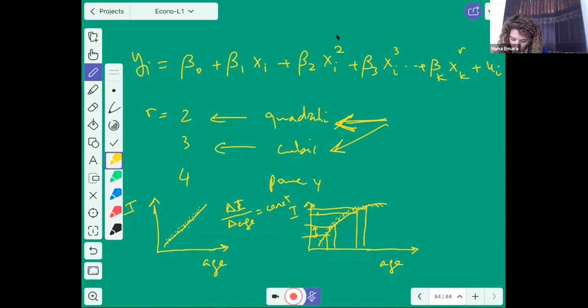Of course, my hand drawing is not as accurate as it's supposed to be, but at a young age, going from 20 to 21 is not the same as going from 50 to 51. Of course, and again, holding all other factors constant, the increase might be, let's say, $5 from 20 to 21. It might be like $4 from 50 to 51, for example.